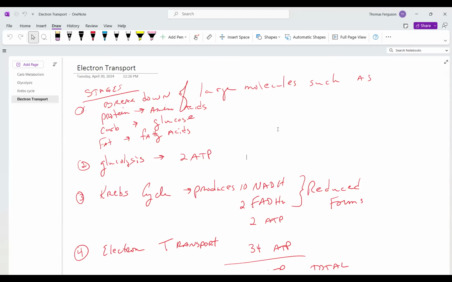4 stages of glucose metabolism. Okay, stage 1 is we break down large molecules to small. That means proteins to amino acids, carbohydrates to glucose, and then fats to fatty acids. Now, if we run out of glucose molecules, the fatty acids can be converted to glucose, and so can amino acids. Both of those all feed into the glucose.